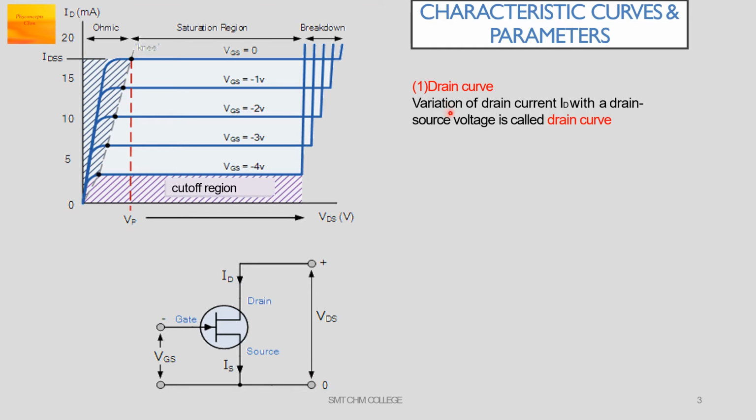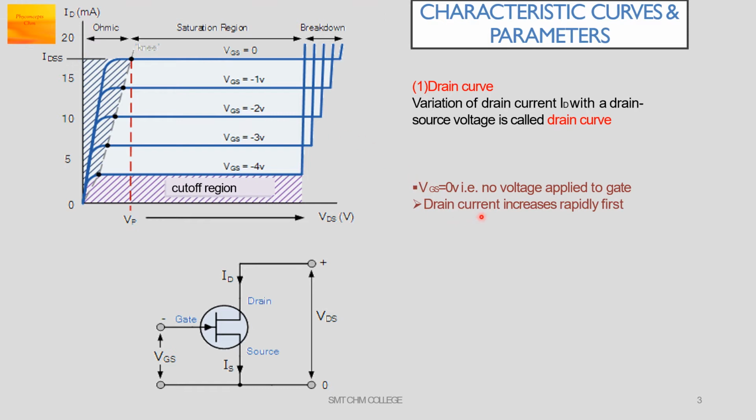Drain curve is the variation of drain current ID with the drain source voltage VDS. So these are the drain curves, ID versus VDS. When VGS is equal to 0 volt, that is, no voltage is applied to the gate, that is the top curve.